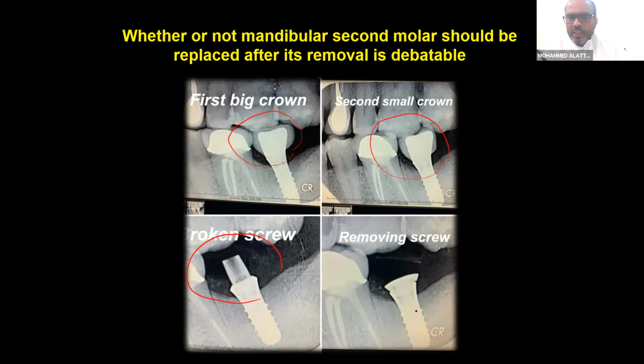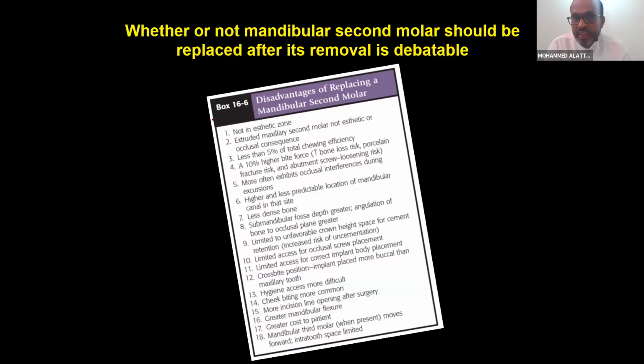I think not every patient needs the second molar replaced. Some patients we can replace, but for some we really don't need to replace all missing second molars. Carl Misch, in his chapter 16, gives about 18 reasons why you would not need to replace each missing second molar.